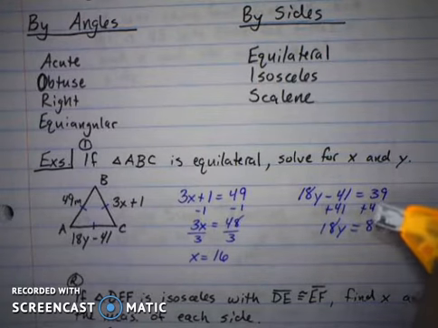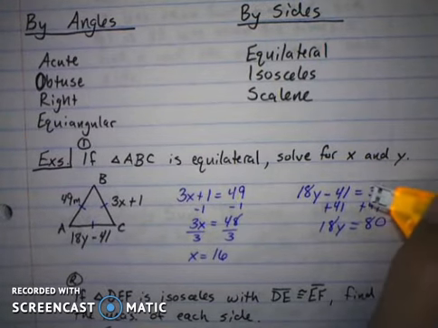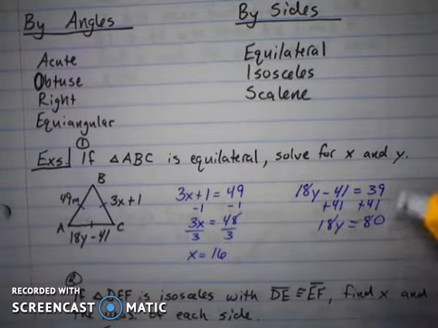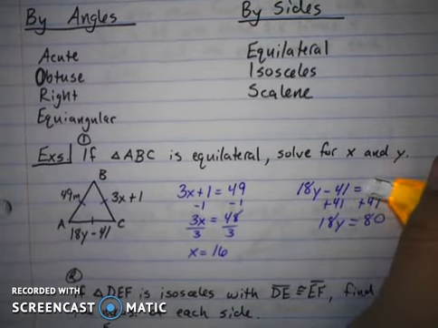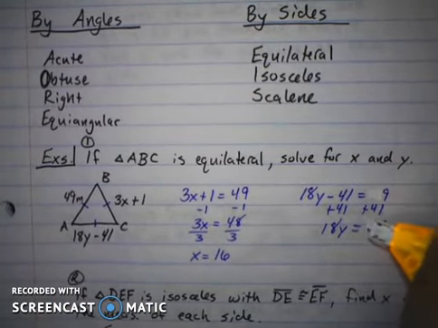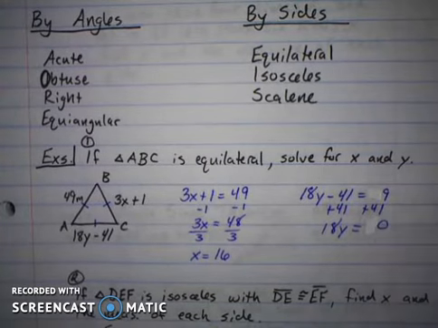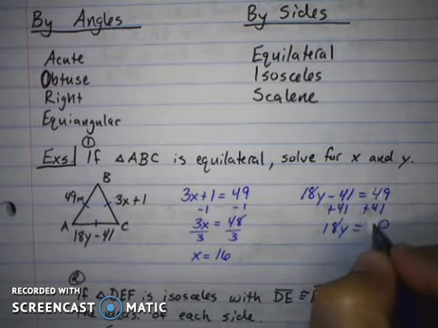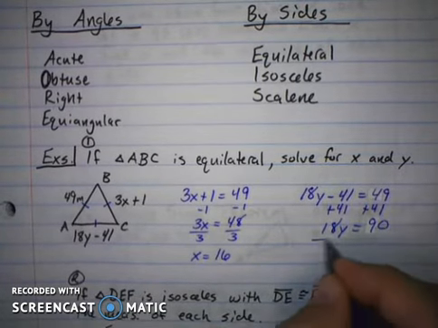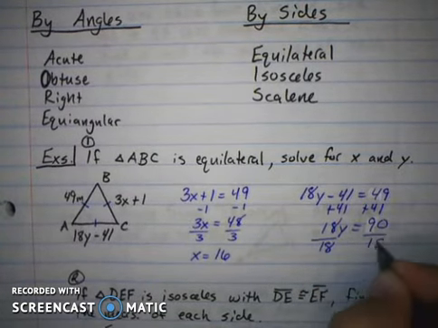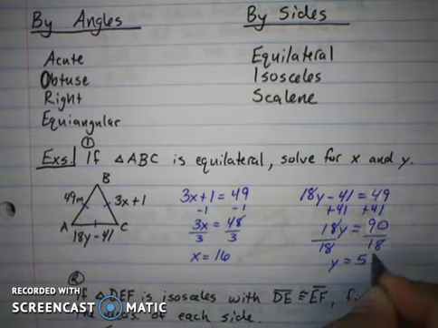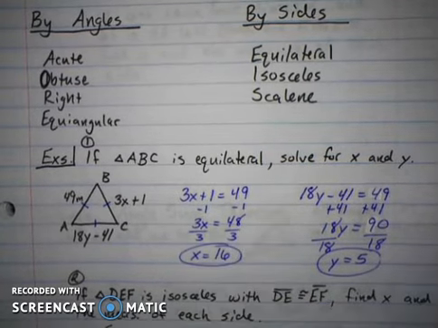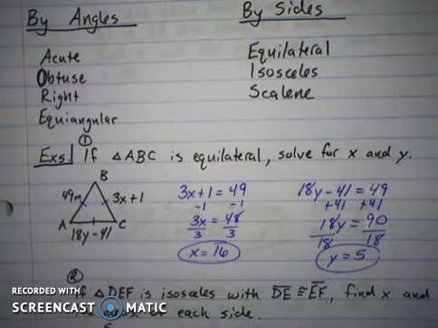Alright, now I just realized the mistake I made. This should be 49. All sides are 49. I wrote a 39 for some reason, so I'm just going to fix that. That's going to change that the way it should. 49 plus 41 is 90. So when we divide both sides by 18 for y, we get y is 5. So there's your answers for x and y.